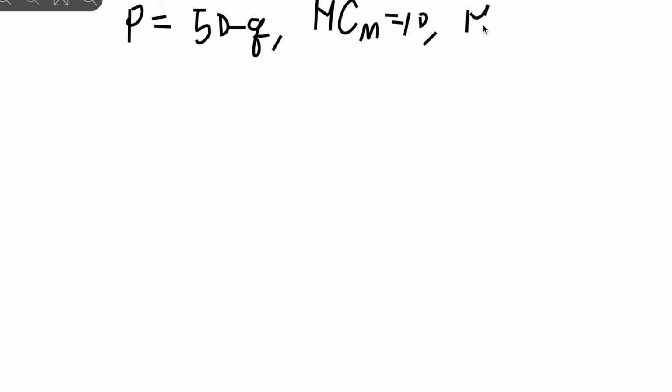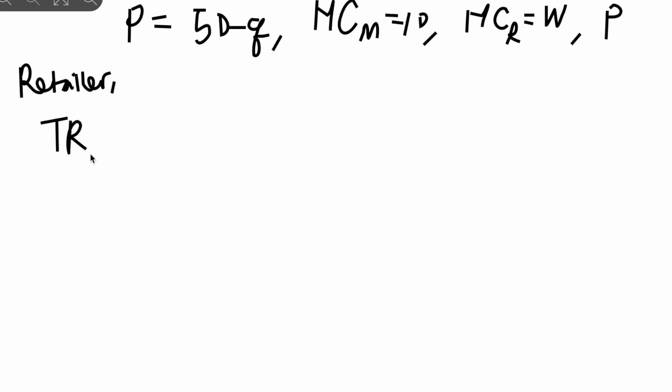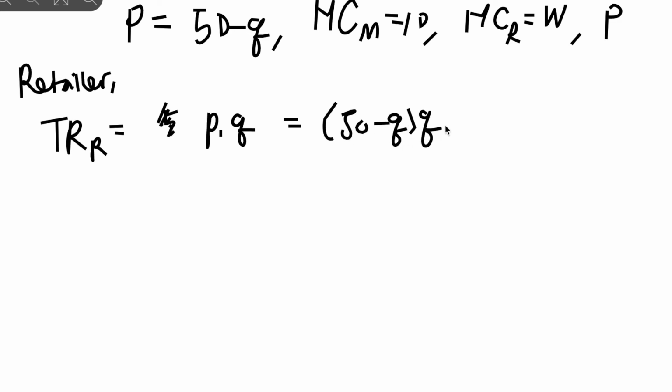We have P equals 50 minus Q, and the MC of the manufacturer equals 10, and the MC of the retailer, which is W. Starting from the retailer side, the total revenue of the retailer equals P times Q. P is 50 minus Q, so the total revenue of the retailer equals 50Q minus Q square.